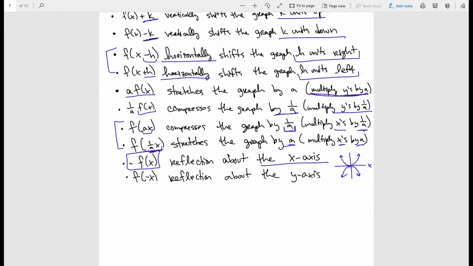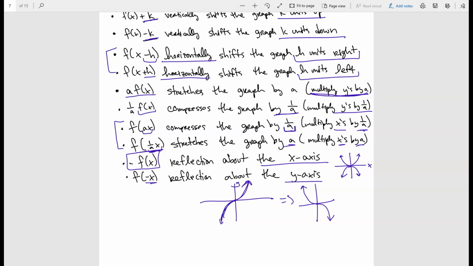If you have a negative in the inside, it's a reflection across the y-axis. So let's say, for example, you had x cubed, something that looked like that. Now you're going to reflect across this axis. So this part that you see here is now going to be over here, and this part that you see on the bottom is now going to be down here.